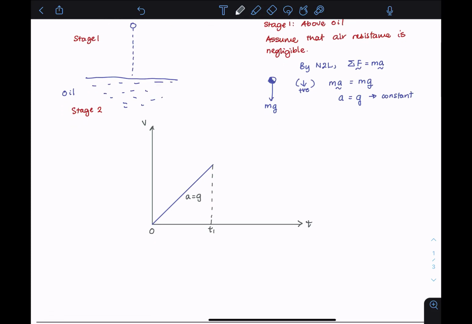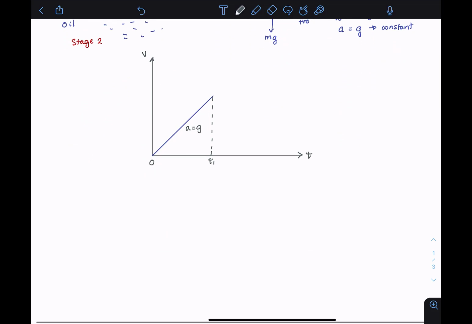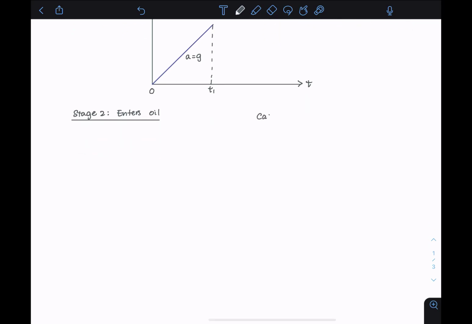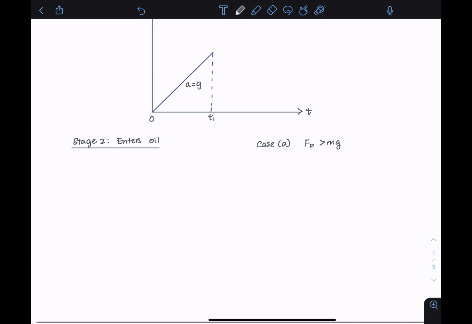Now in stage 2, I'm going to analyze stage 2 now, when it enters into the oil. Remember there are 2 cases for us to consider. So our first case, case 1, case A, according to the question, my drag force, I'm going to call Fd, is greater than the weight of the ball. So let's first ask ourselves, why will the drag force be bigger than mg?